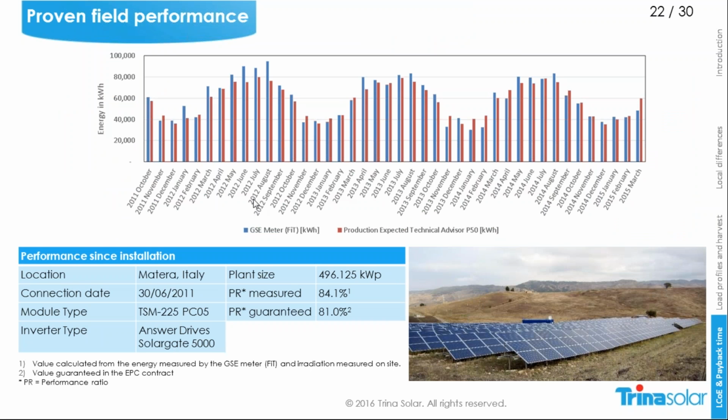The second point I mentioned is also the energy harvest. Energy harvest is one of the important points, because it's always about the energy, and if you can collect more, it's better. As you can see here, it's a graph from a project in Italy that was installed in 2011. And you can see that our modules are offering better performance than expected. So the performance ratio is, as you can see here, approximately 3% higher than guaranteed. That means that your return on investment is better, as well as the profit.